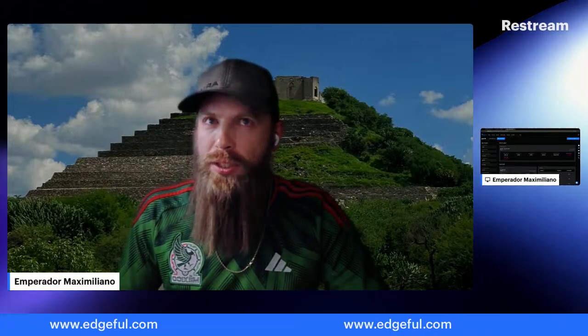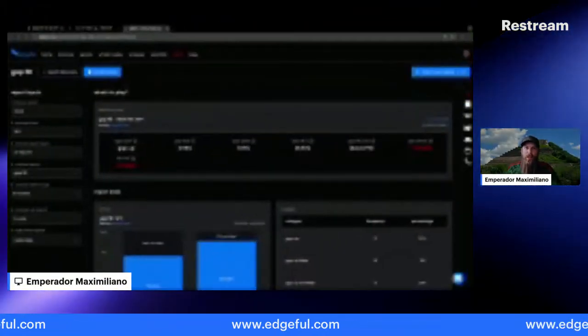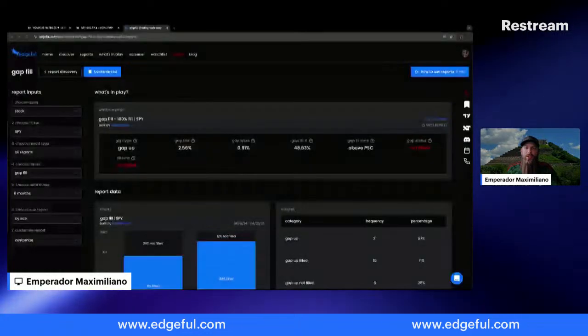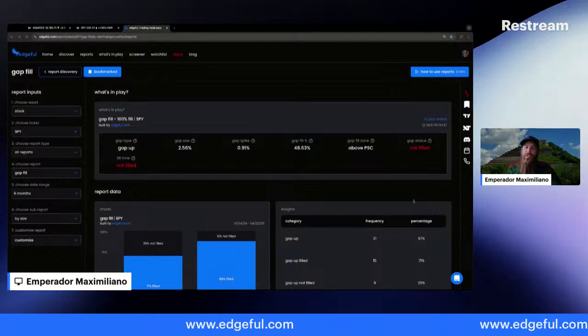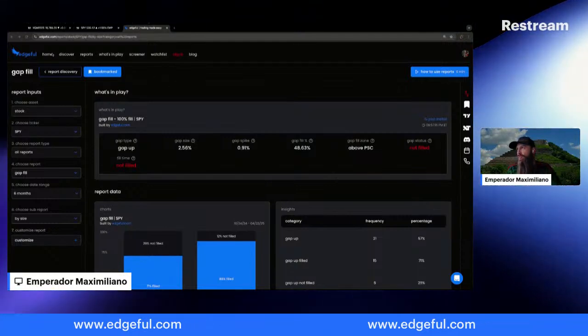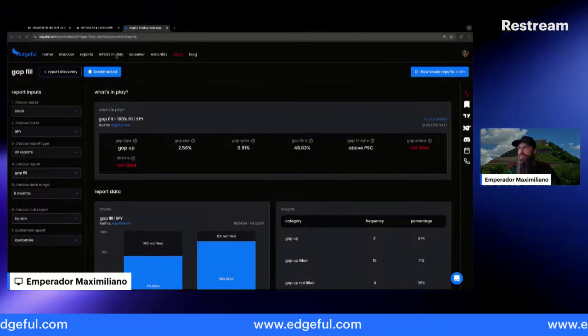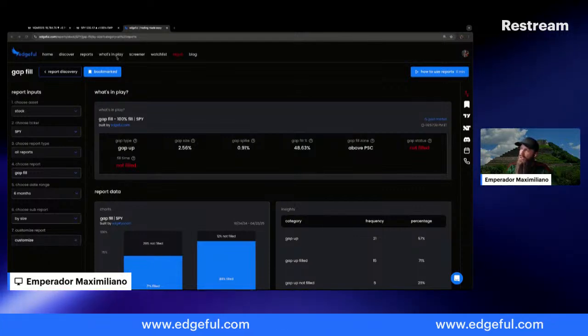So, gap fill. Let me switch this over here. Boom. Now this is big on the screen. This is Edgeful. I usually stay on the What's in Play, which is where I hang out on Edgeful if you're not familiar with it.